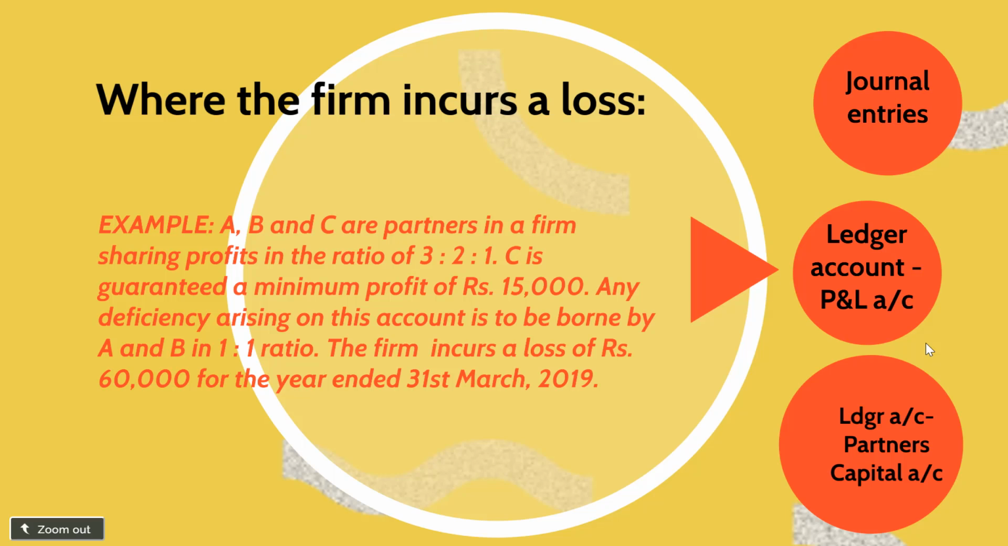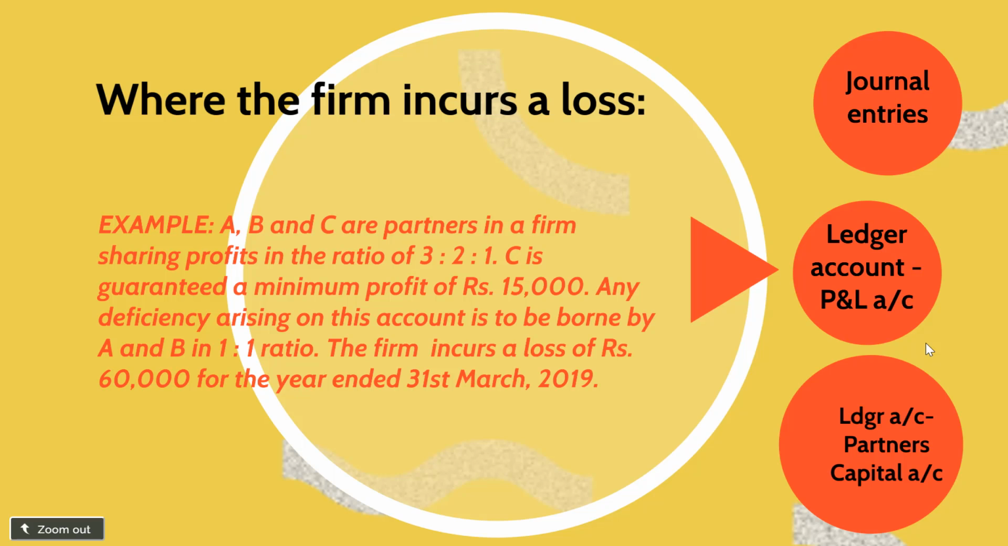Where the firm incurs a loss. Example: A, B and C are partners in a firm sharing profits in the ratio of 3:2:1. C is guaranteed a minimum profit of rupees 15,000. Any deficiency arising on this account is to be borne by A and B in 1:1 ratio. The firm incurs a loss of rupees 60,000 for the year ended 31st March 2019.